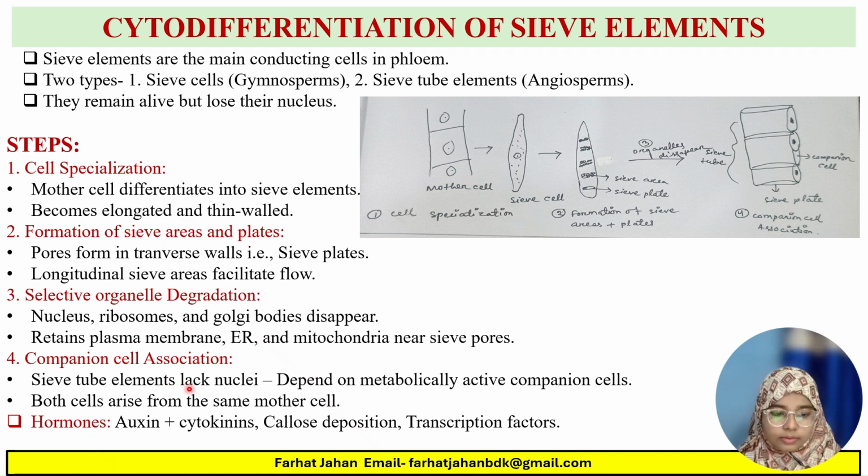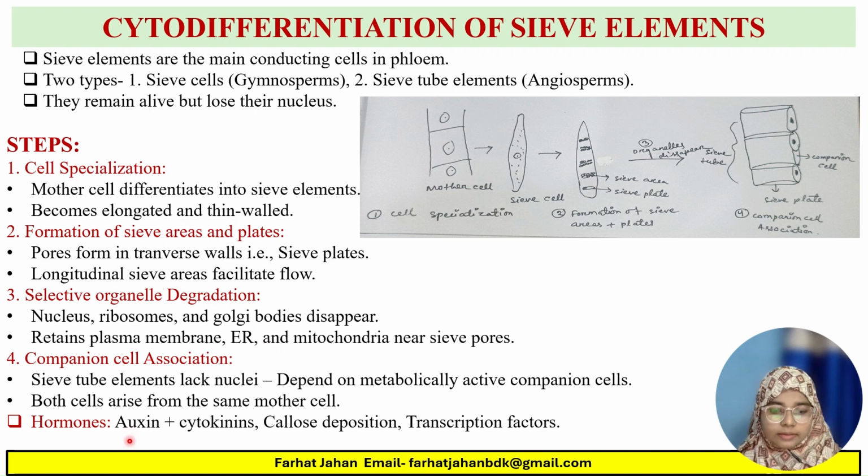The sieve tube elements lack nuclei. They depend on metabolically active companion cells. As they lack nuclei, they depend on the companion cell. Both cells arise from the same mother cell. From this same mother cell, both these cells arise, that means the companion cell as well as the sieve tube element.